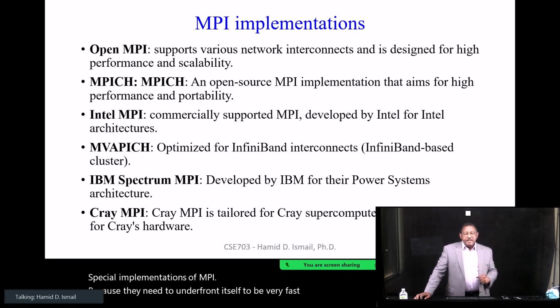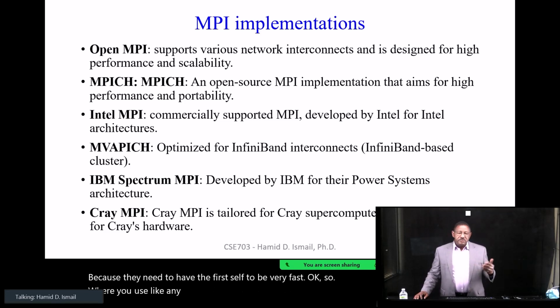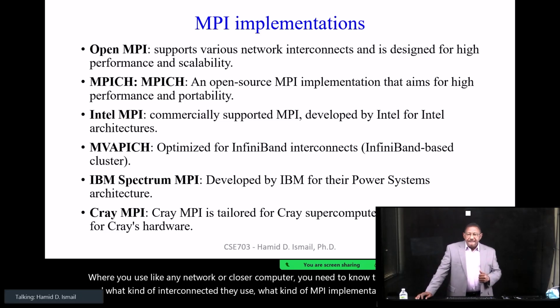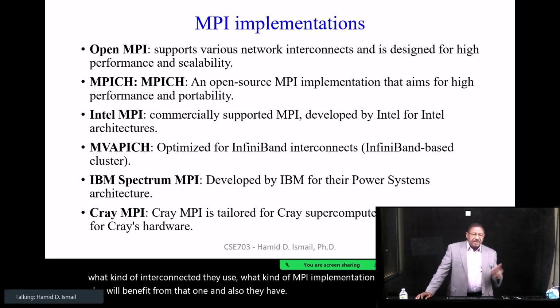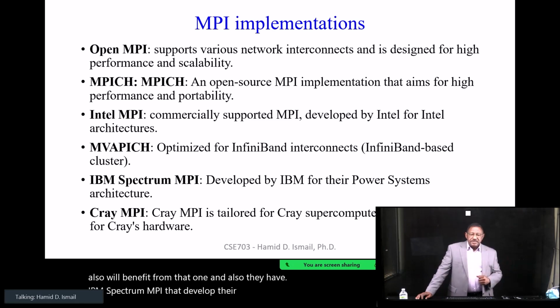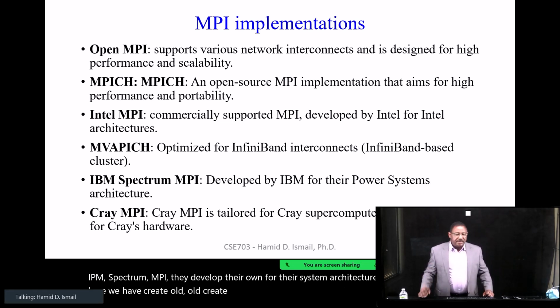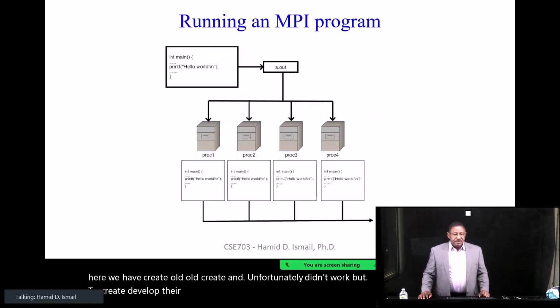Okay, so when you use any network or cluster computer, you need to know its specification, what kind of interconnect they use, and what kind of MPI implementation they use, because you will benefit from that. And also they have IBM Spectrum MPI, which they develop for their own system architectures, and Cray MPI. Here we have the old Cray, and unfortunately it doesn't work, but Cray also developed their own implementations as well.